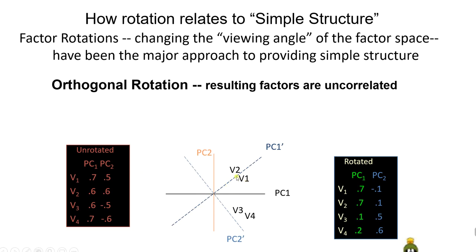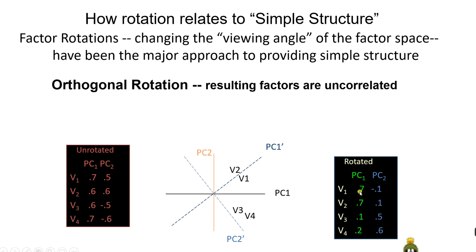Now variable 2 is having high loading on principal component 1 and very low but negative loading on principal component 2. This is PC2 and this is PC1. I have used prime: PC1 prime, PC2 prime. This is the rotated axis. Variable 1 is having equally high loading as variable 2, but low, positive loading on principal component 2.